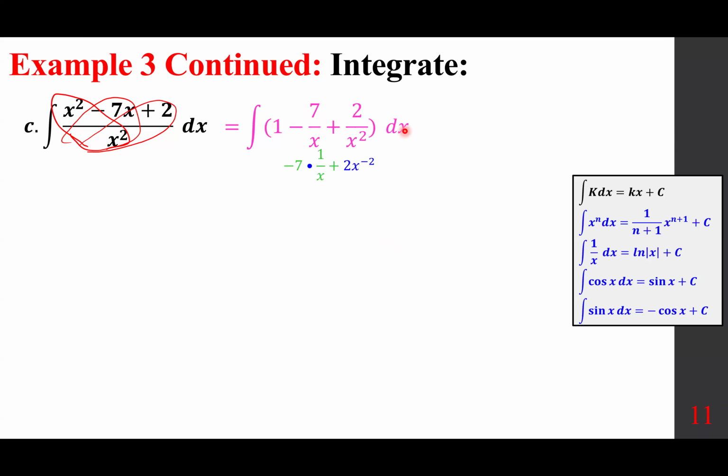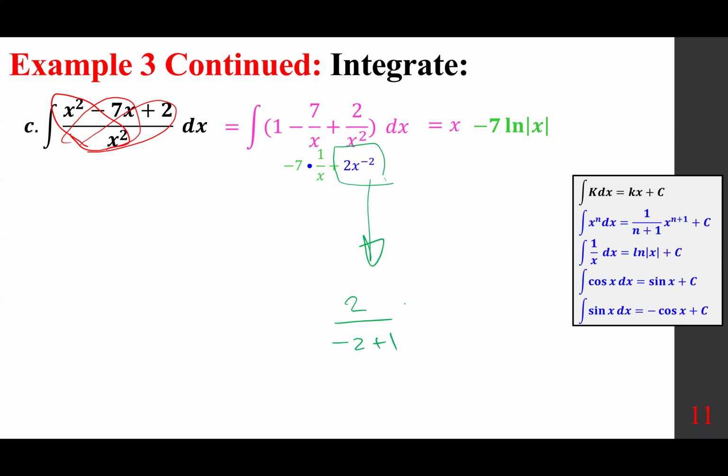The first one, obviously, because the independent variable is x, that becomes x. The second piece is also easy. We can see minus 7 and then deal with 1 over x. So minus 7 ln of absolute value of x. And this piece, two over negative 2 plus 1.